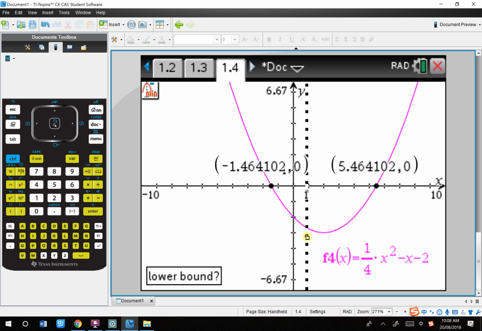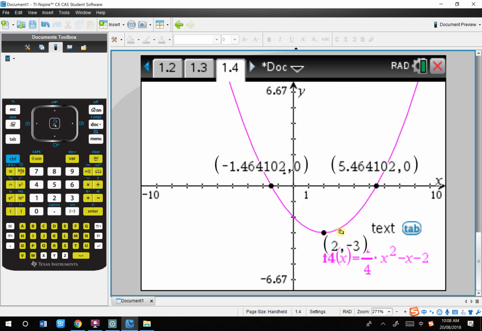Again, the same thing. The turning point is here. Go left and go right. The exact value is 2, negative 3. It gives you 2, negative 3. So that's what you have for the turning point. If you go complete the square, that would be the same. You can solve out the same thing.